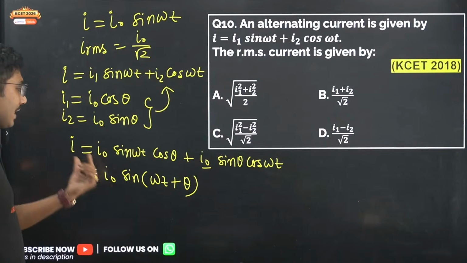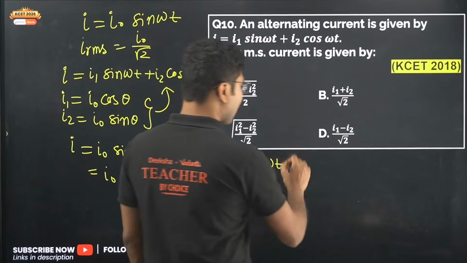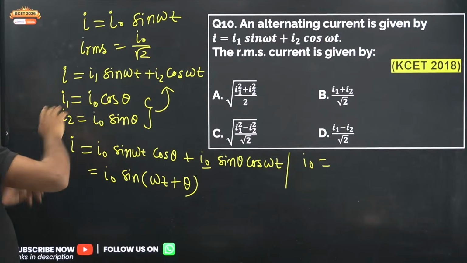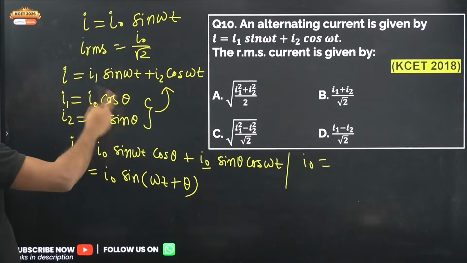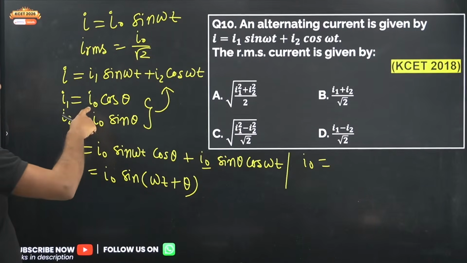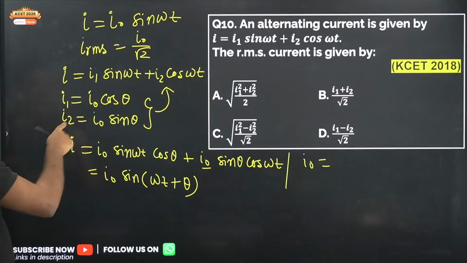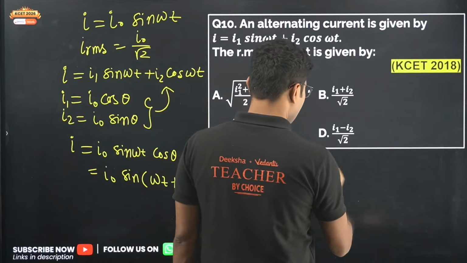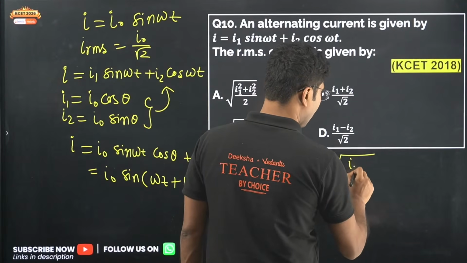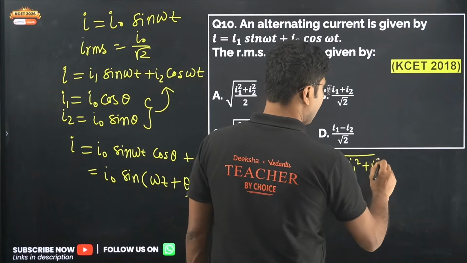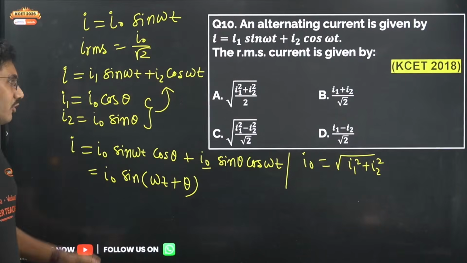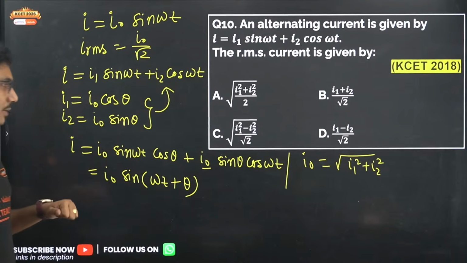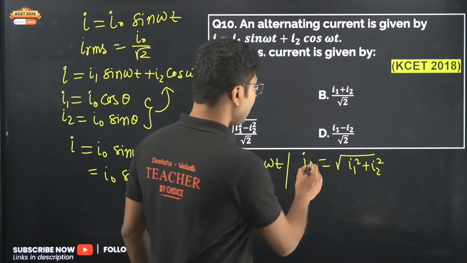And what is the value of I naught? I naught's value can be calculated by squaring both sides and adding them. If you square both sides and add them, you will get I naught square equals I1 square plus I2 square, since cos square theta plus sin square theta is 1. So I naught will be the square root of I1 square plus I2 square. We have done this multiple times in integration problems. Also tan theta equals I2 by I1. These methods are already known to us.